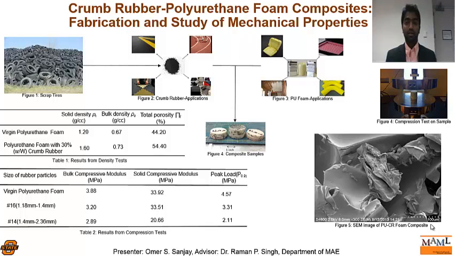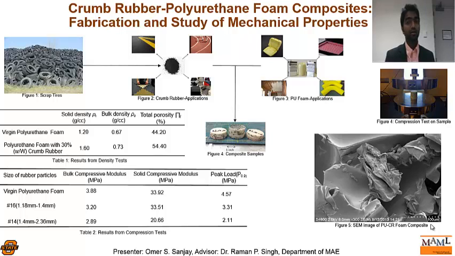To begin with, I started separating the rubber particles of different sizes using a sieve machine, and these particles were used to reinforce the polyurethane foam, and samples were made with a fixed weight composition of 30%. And using the Archimedes principle, the density of the crumb rubber polyurethane foam composites was determined, and the porosities were also found out, and it was seen that the porosity of samples with crumb rubber has gone up when compared to the samples without rubber.